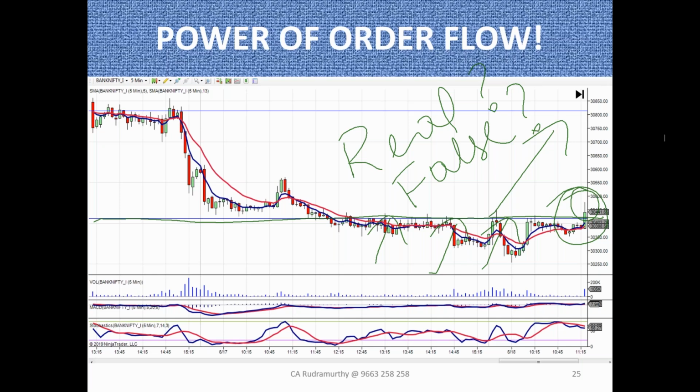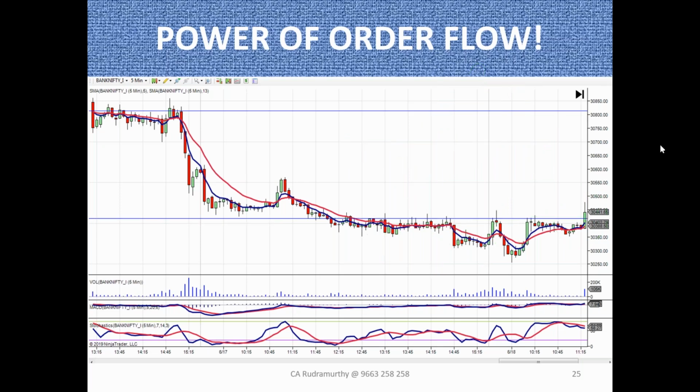Now let me go deeper to make you understand whether this is a false breakout or a real breakout. Okay, so let us proceed further. I want to see the order flow chart at this particular breakout level. This breakout happened in Bank Nifty futures today, and I want to see what happened at that level of 30,420 around, and let me see what order flow told.